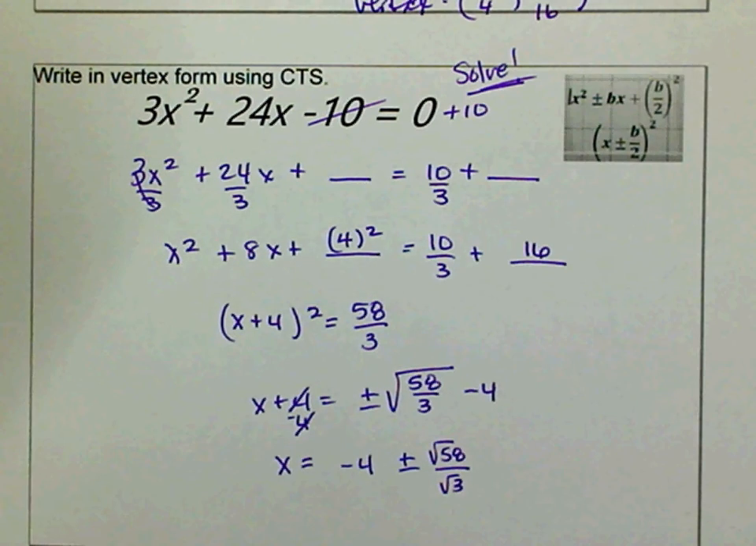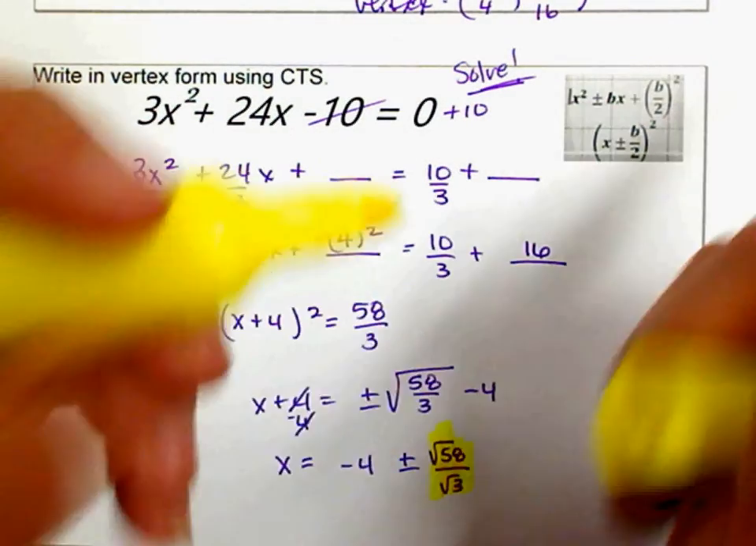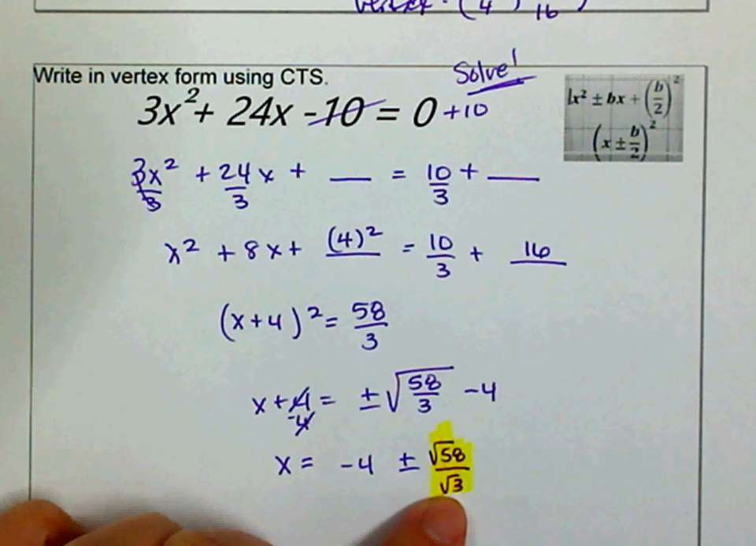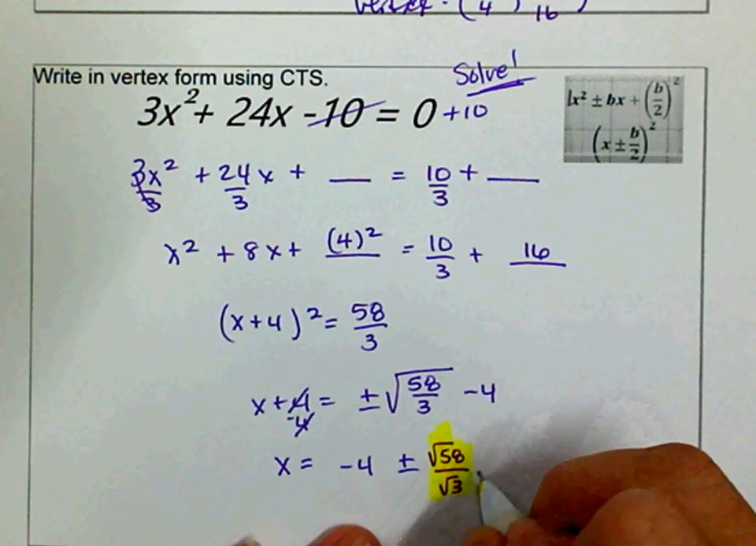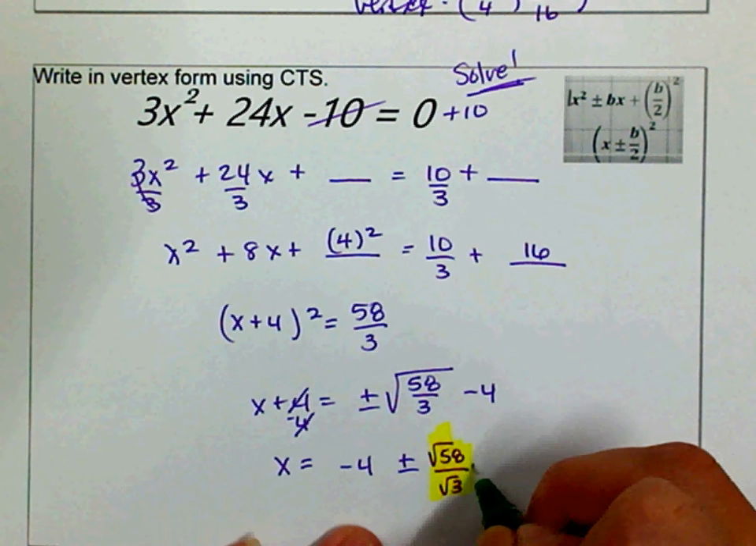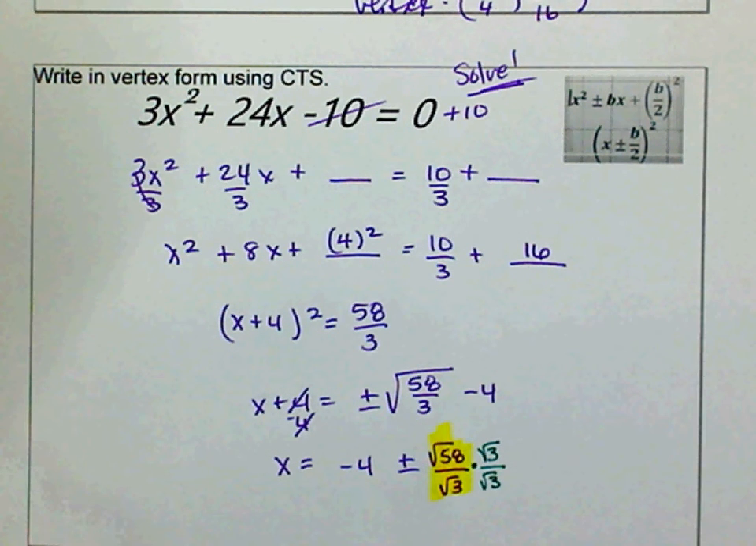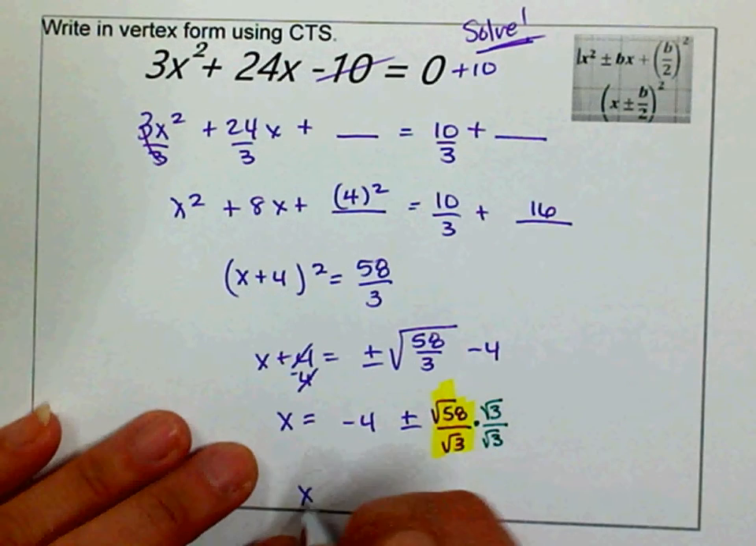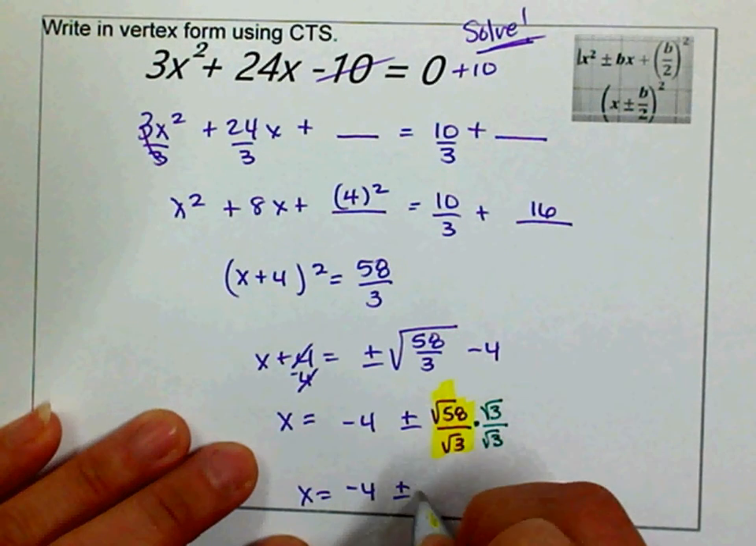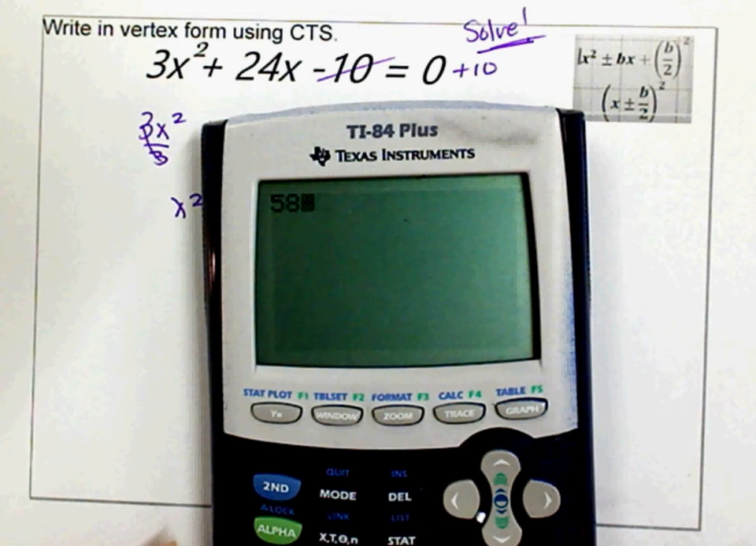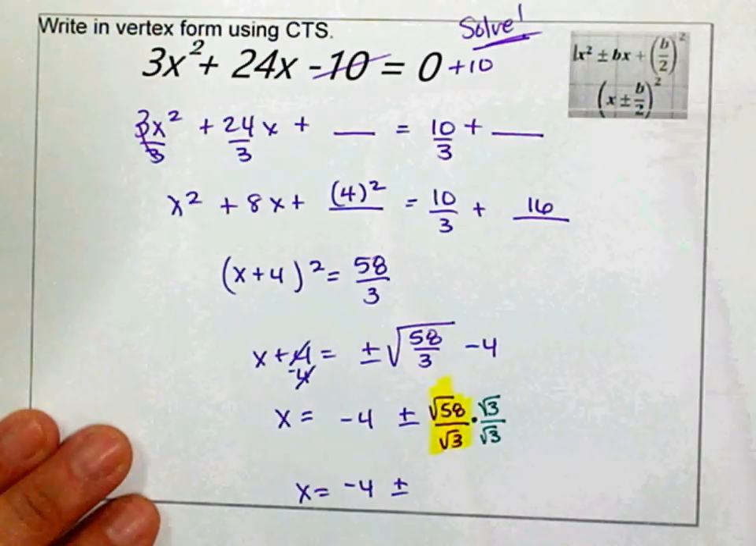We can't have a denominator with a square root. But we don't have a negative either, so we don't have to worry about having an i. So we need to rationalize. How do you rationalize? You multiply the numerator and the denominator by the square root of 3, just like that. Okay? So x equals negative 4 plus or minus. What is 58 times 3? 174. Square root of 174 over 3. All right, so far so good?